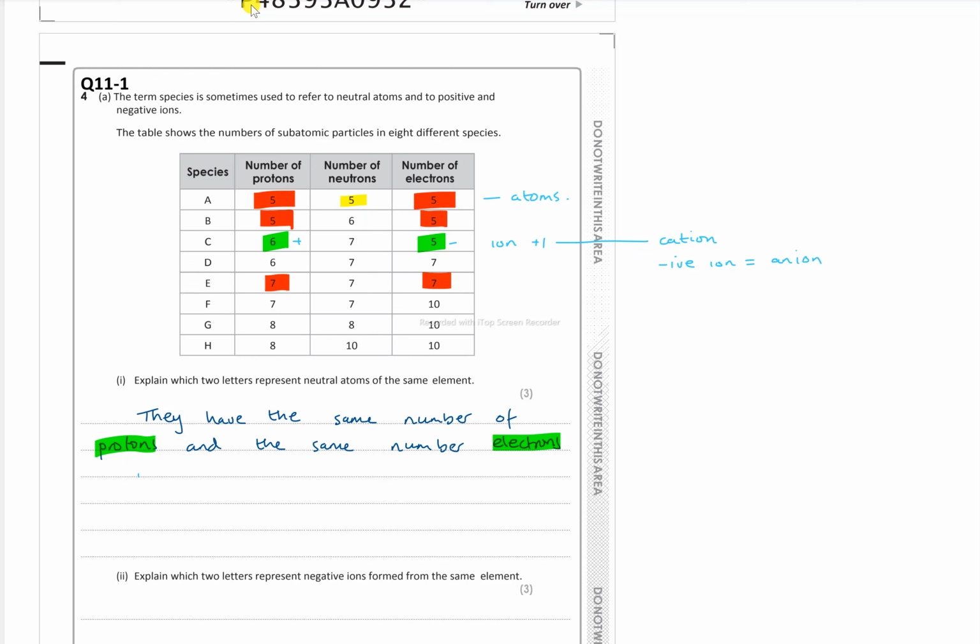So it is A and B. Why is it? Because it's the same element. So look at this, right? What makes carbon a carbon? It's the number of protons. The number of protons. There you go.